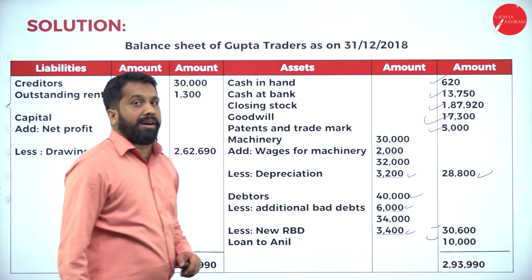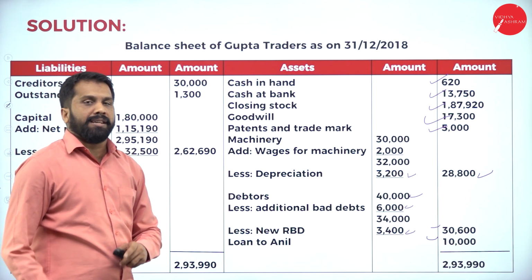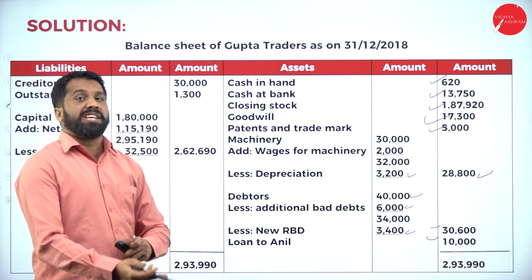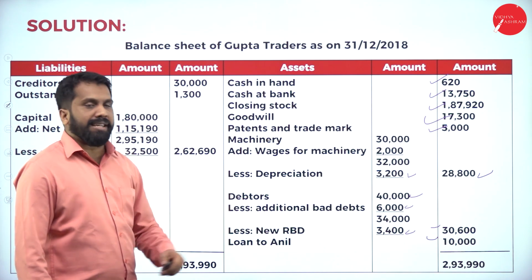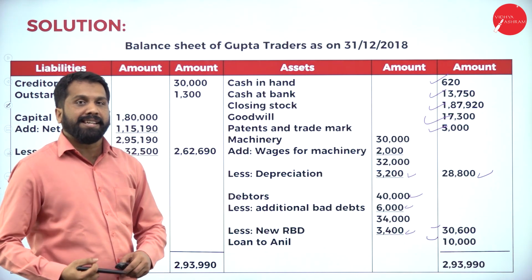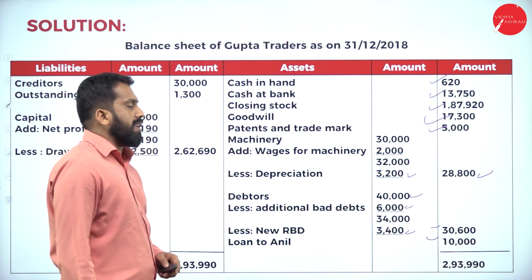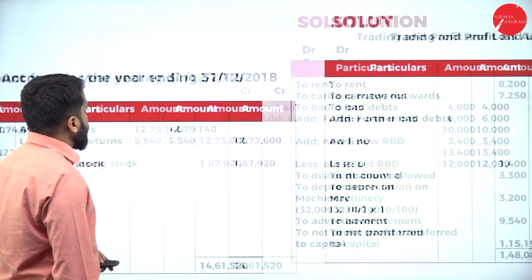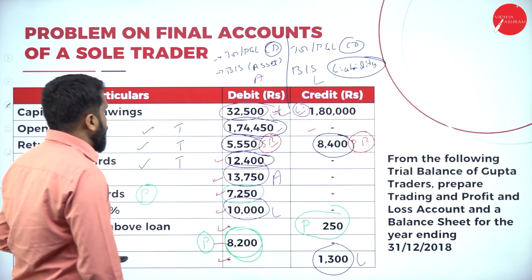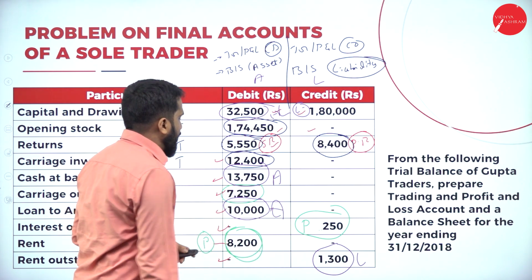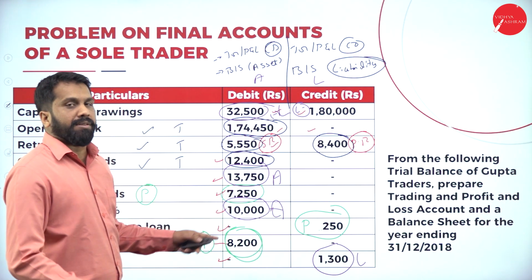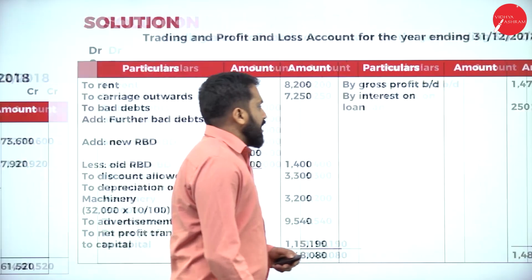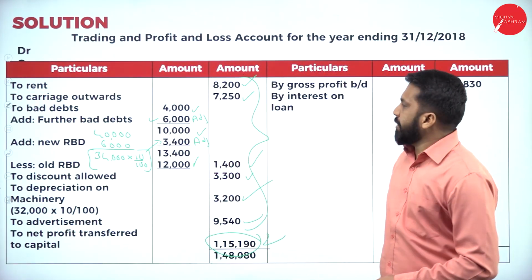You have given a loan to Anil, how much? 10,000. You have not collected, you have given. If it is given, then it is an asset. If you have taken, then it will be a liability. Now, I'll change it in the question also. Loan to Anil 5%. Remember, this is an asset. Why? Because we have given, not received. Now, we'll come to the last, your liability side.